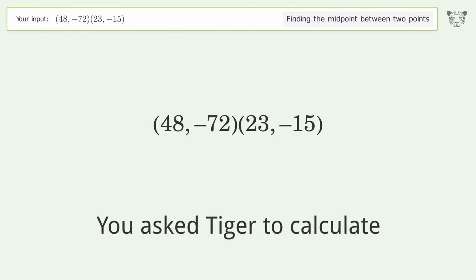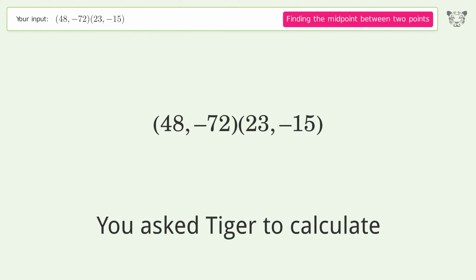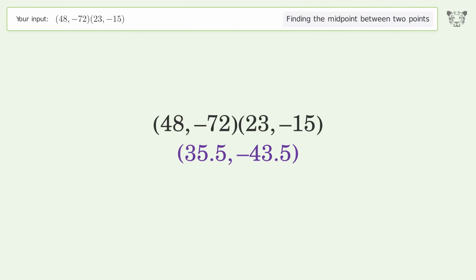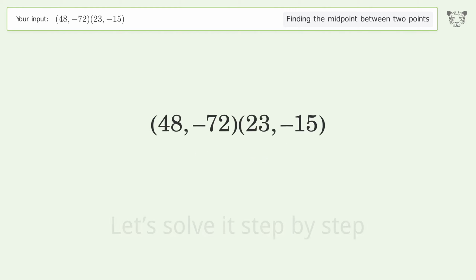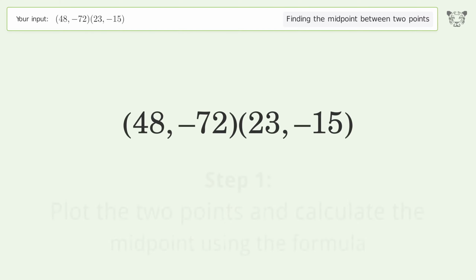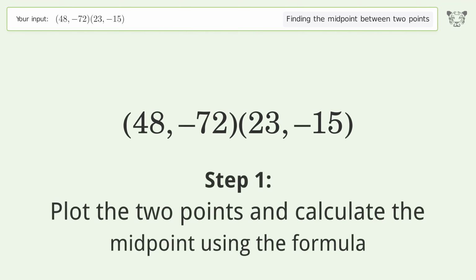You ask Tiger to calculate. This deals with finding the midpoint between 2 points. The midpoint between the 2 points is 35.5, negative 43.5. Let's solve it step by step. Plot the 2 points and calculate the midpoint using the formula.